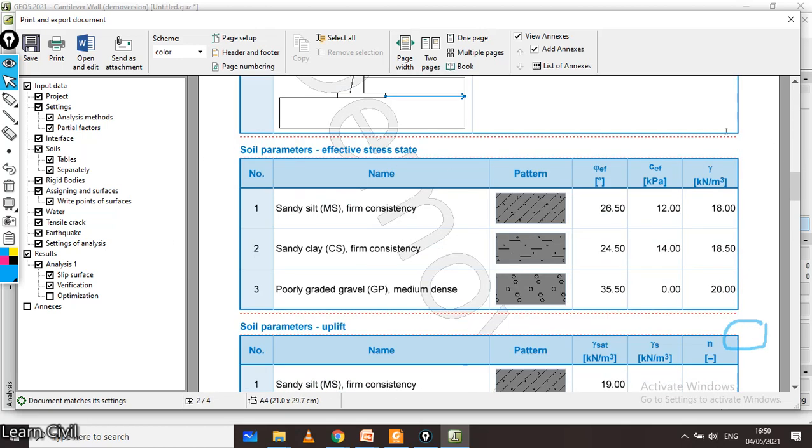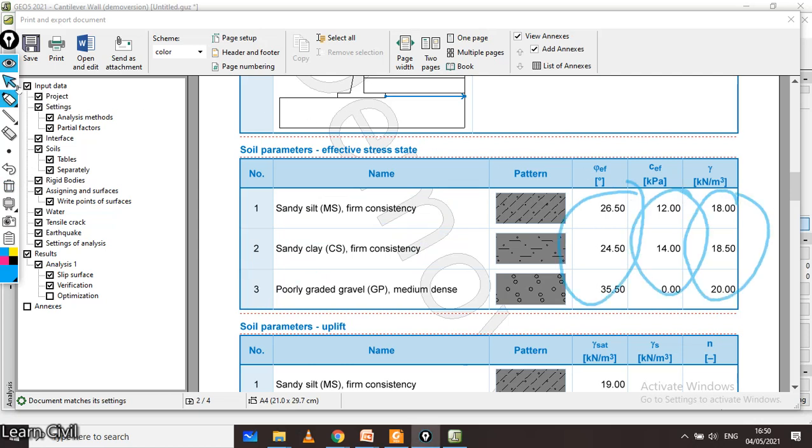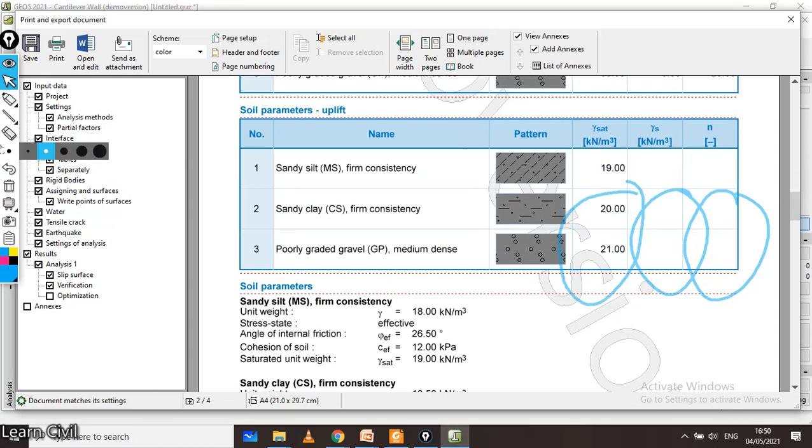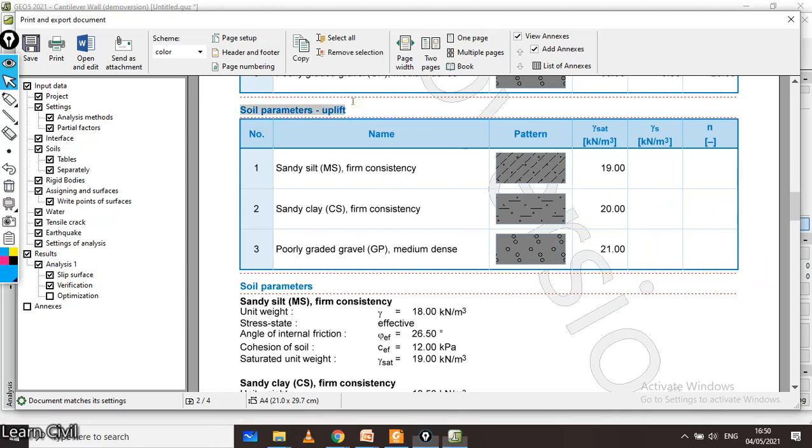Then the different types of soil masses we have used, and their properties. You can see here we have used sandy silt in the first layer, second layer is sandy clay, and below the foundation we have some poorly graded gravel. The different properties of these soils will be given here.